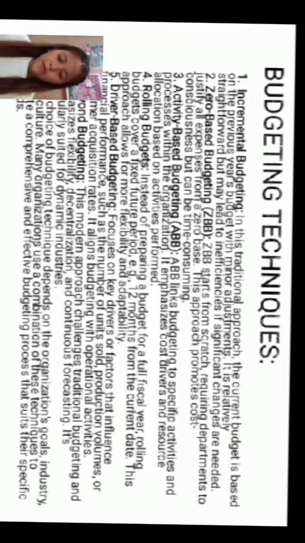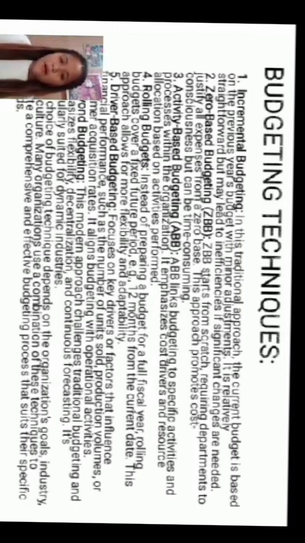So first, we have incremental budgeting. In this traditional approach, the current budget is based on the previous year's budgeting with minor adjustments. It is relatively straightforward but may lead to inefficiency if significant changes are needed.